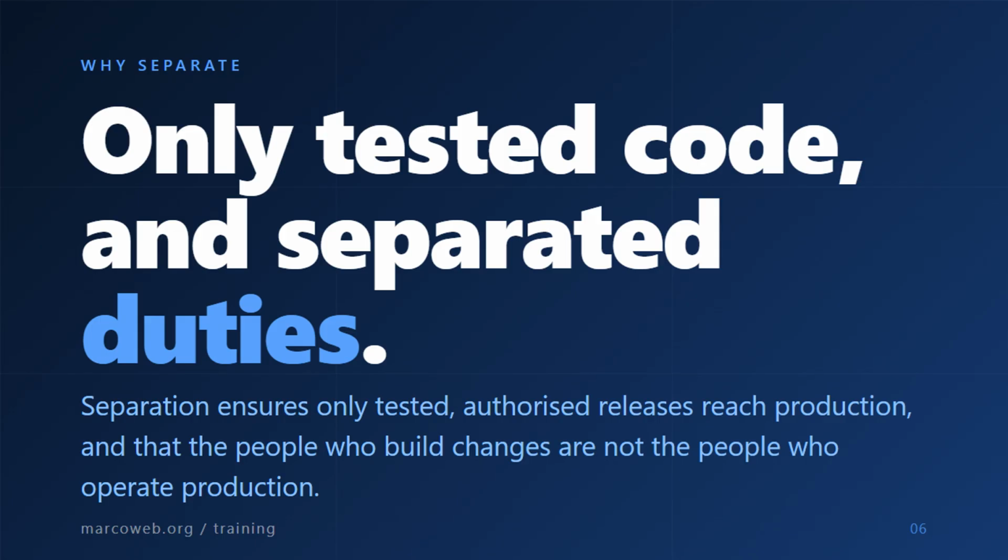It ensures only tested, authorized releases reach production, rather than half-finished code running against real data. And it enforces segregation of duties. The people who build changes are not the people who operate production. Release management is the controlled process that packages an approved, tested change and deploys it across that boundary.